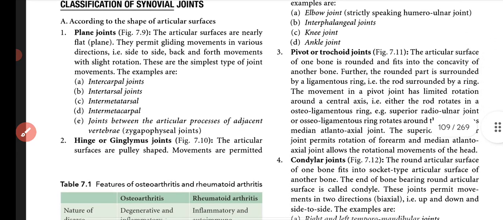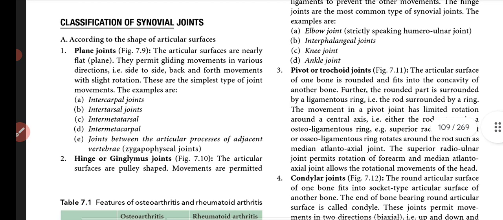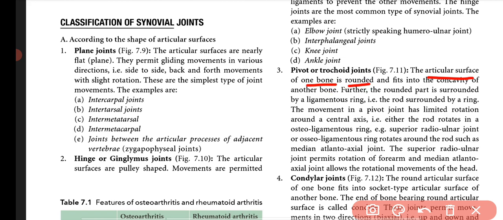Number 3 is the pivot or trochoid joint. The articular surface of one bone is rounded in nature and fits into the concavity of another bone. Further, the rounded part is surrounded by a ligamentous ring. The movement in a pivot joint is limited rotation around the central axis. Example is the superior radioulnar joint.